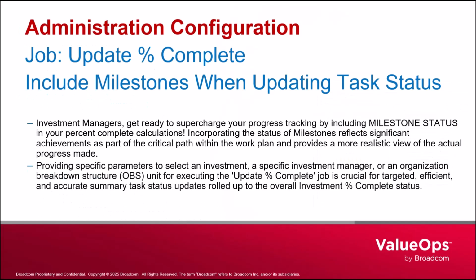Our first stop is the Update% Complete job, which has received some powerful new parameters. This is a significant update for investment managers and administrators alike. The Update% Complete job is critical for tracking progress. Previously, it processed all flagged investments and didn't include milestones. Now, administrators can precisely target which investments are updated and crucially incorporate milestone status into the overall progress calculation, providing a more accurate and realistic view of the actual progress made.